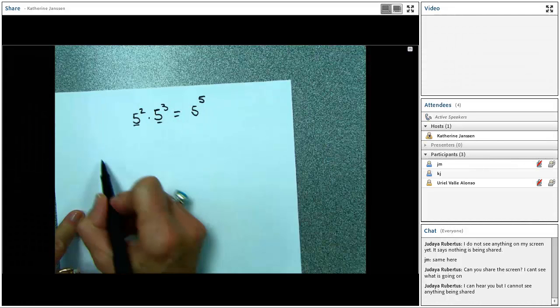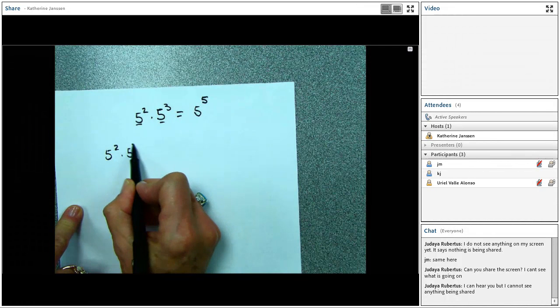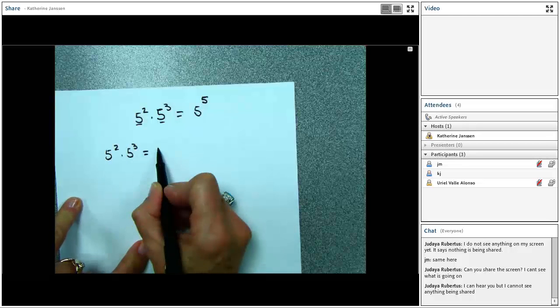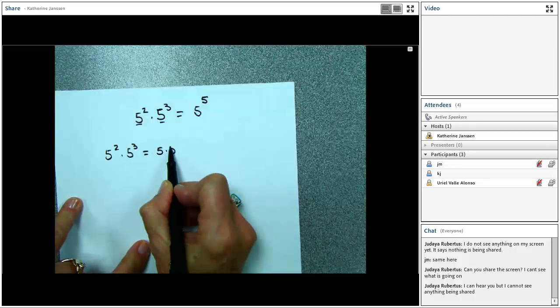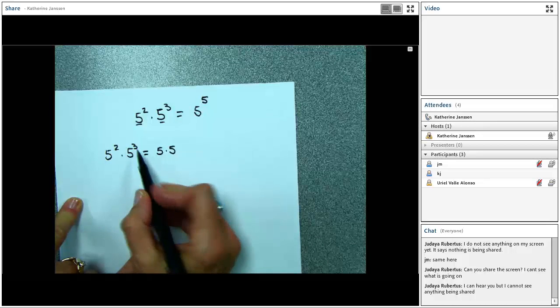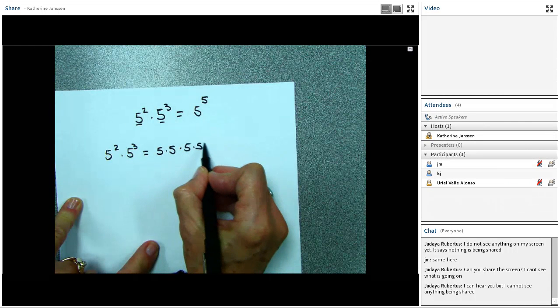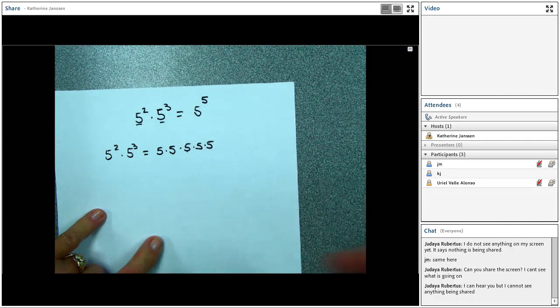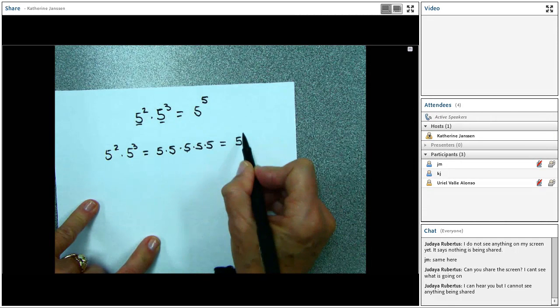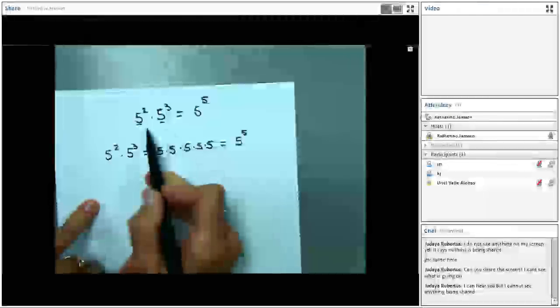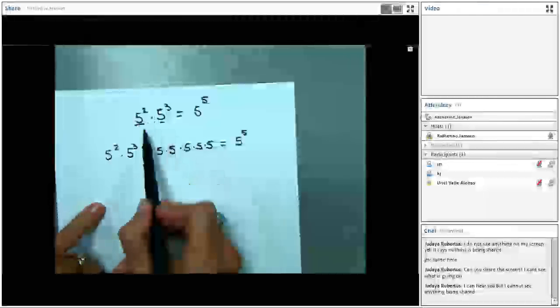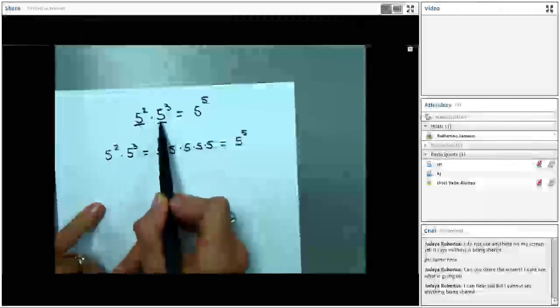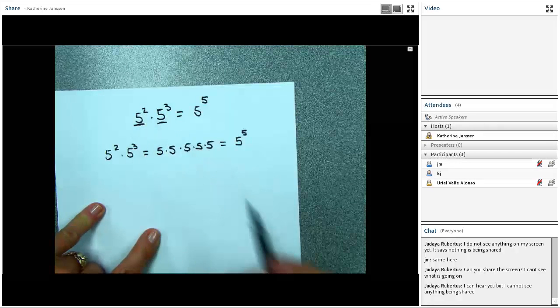And why does that work? 5 squared is 5 times 5. 5 cubed is 5 times 5 times 5. 1, 2, 3, 4, 5. That's the shortcut for exponents. Equals 5 to the 5th. The product rule. Product, we're multiplying. When you multiply with the same base, we add exponents.